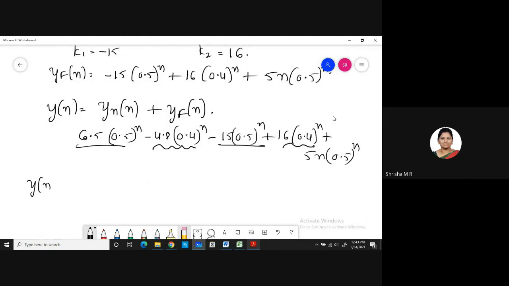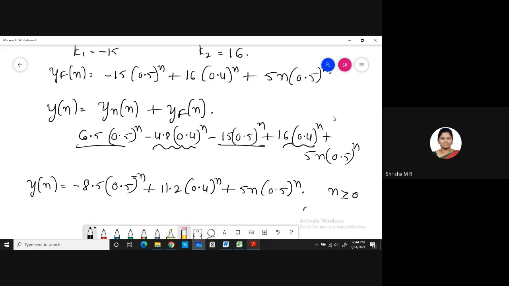So y of n, that is the total response, will be (6.5 minus 15) = minus 8.5 into 0.5 to the power of minus n, and 16 minus 4.8, you get 11.2. Plus 11.2 into 0.4 to the power of n plus 5n into 0.5 to the power of n, for n greater than or equal to 0, or multiply this whole equation with u of n.